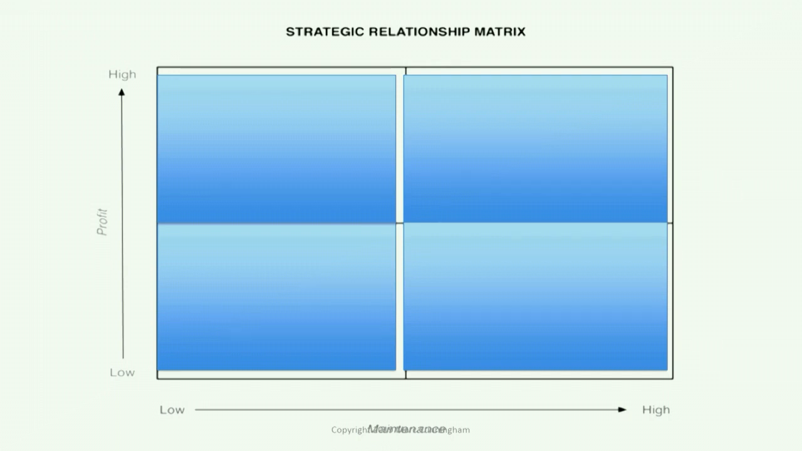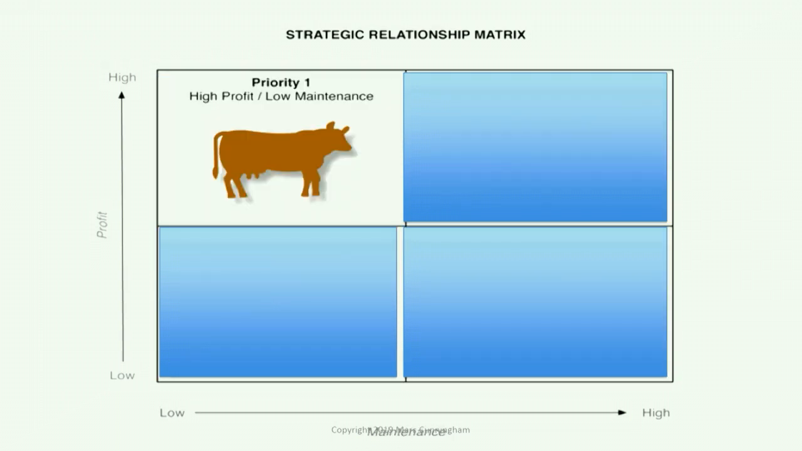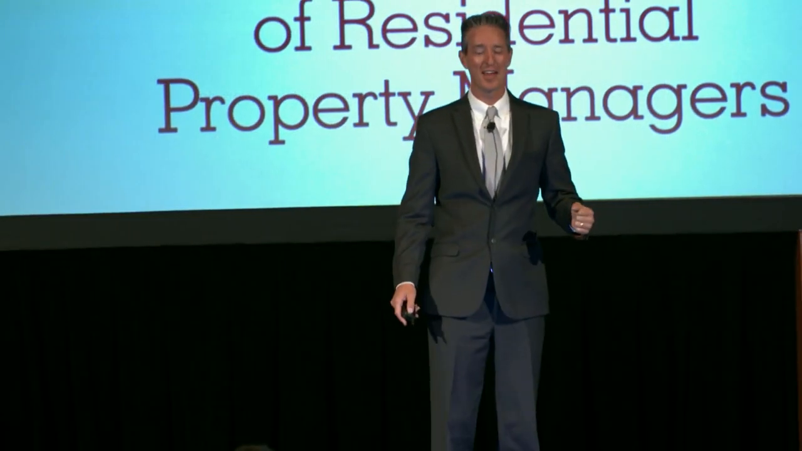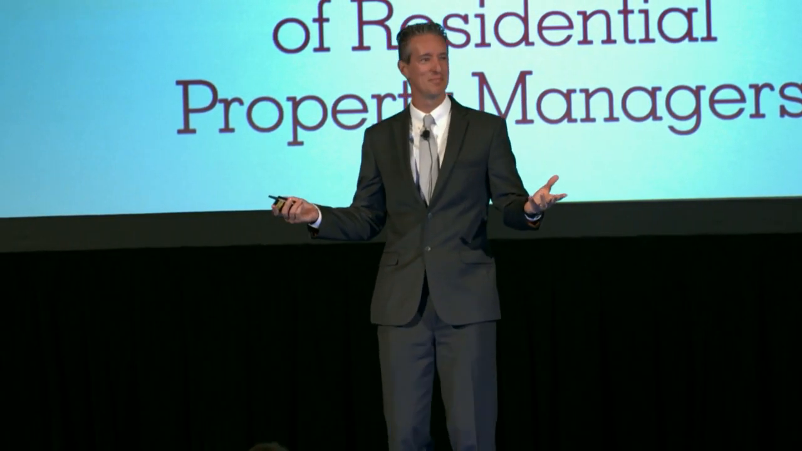So if we have 4 quadrants, which of those 4 quadrants ideally do we want our clients to be in? Upper left, right? Upper left. High profit, low maintenance. Those are our cash cows. And if you're taking notes, yes, you must draw a picture of a cow or you don't leave the room today. We love clients there, don't we? They're easy to work with and they pay us a lot of money. We love them. But that's not where all of our clients can be. It's where we want them.